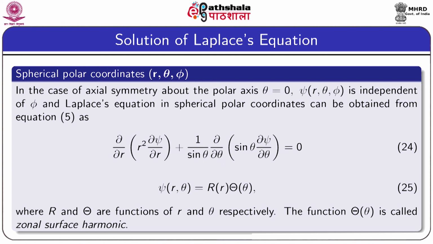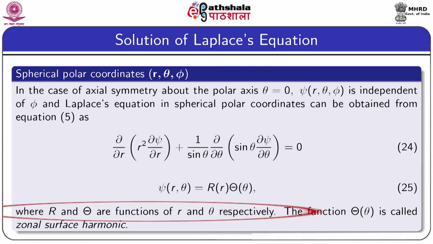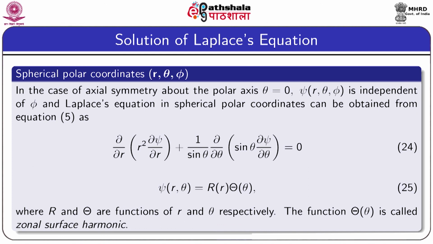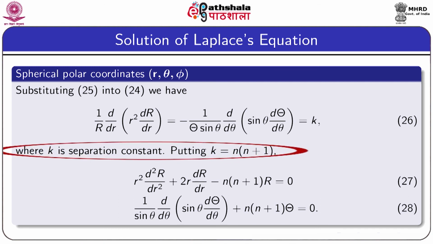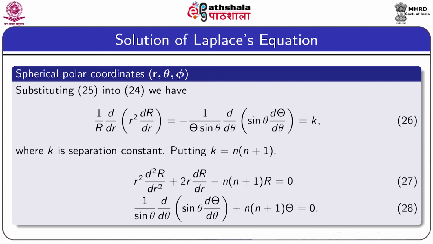Again we are using the method of separation of variables to find the solution of this equation. So, we assume psi as a product of functions R and theta, where R and theta are functions of capital R and small theta respectively, and the function theta is called the zonal surface harmonic. So, if you substitute 24 into 23, we get the equation. We can separate the expression for capital R and capital theta, which is written in 25. Let k be the separation constant and we are substituting the value of k as n into n plus 1. So, if you substitute that, we get the equation for capital R, which is written in equation number 26, and the equation for capital theta, which is written in equation number 27.